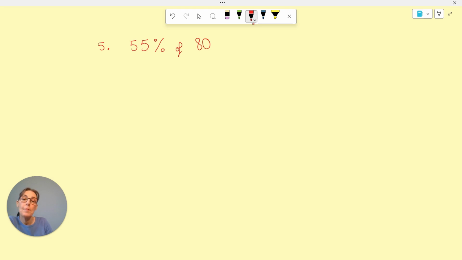Okay, so I'm going to find 50% first. I'm going to find 10%. And I'm going to find 5%. So 50% is half, and half of 80 is 40. So I'm going to put equals 40 plus, and I need to know 5%. I need to know that one, and I need to know that one.